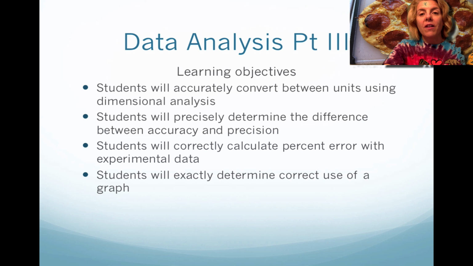So as you can tell, we're going to be covering the following topics here. We're going to be using dimensional analysis. You may have heard the term unit conversion. It's the same thing. We're going from one unit to another. Also, you're going to determine the difference between accuracy and precision. What's the difference between the two? As a result of that, you're going to calculate percent error. And then lastly, you're going to determine what type of graph you need depending on what your data is.